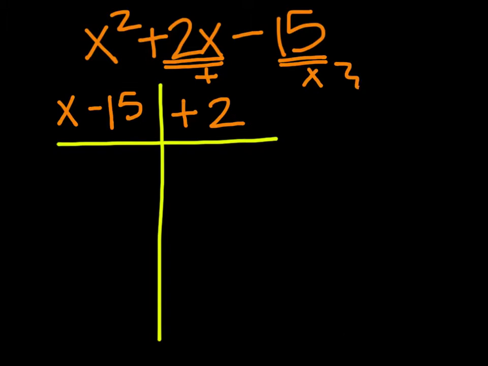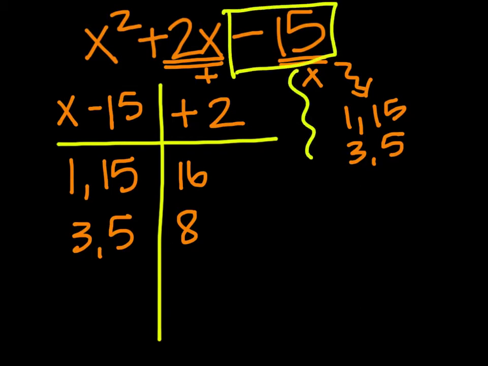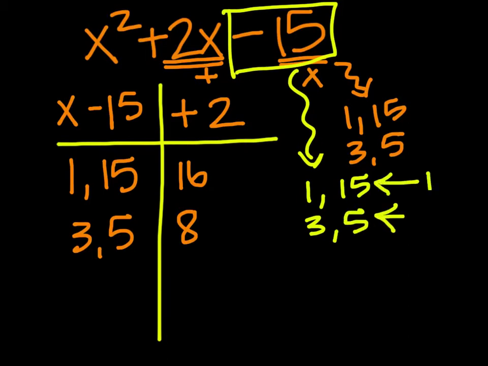So let's think, what numbers multiply to be 15? 1 and 15 and 3 and 5. So if I put those in my t-chart, 1 times 15 will get me 15, and 3 and 5 will get me 15. And if I were to add them up, I get 16. And if I were to add these up, I get 8. But wait, I look at this right here, this negative 15. That means one of these numbers, 1 or 15, or 3 and 5, one of these in each set has to be negative.